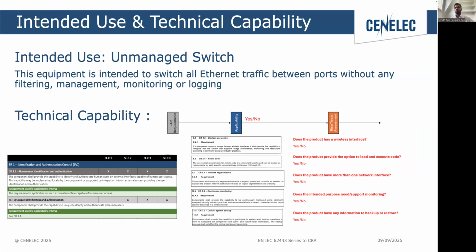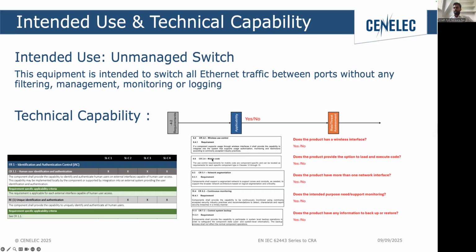And now let's look at technical capability. We have the requirements and we have the applicability, and we say whether a requirement is applied to this product or not. So it's based on the technical capability. For example, take wireless use control, which is one of the component requirements in 4-2. We check whether the product has a wireless interface. In that case, this component requirement is applicable to this particular product, which has wireless interfaces.